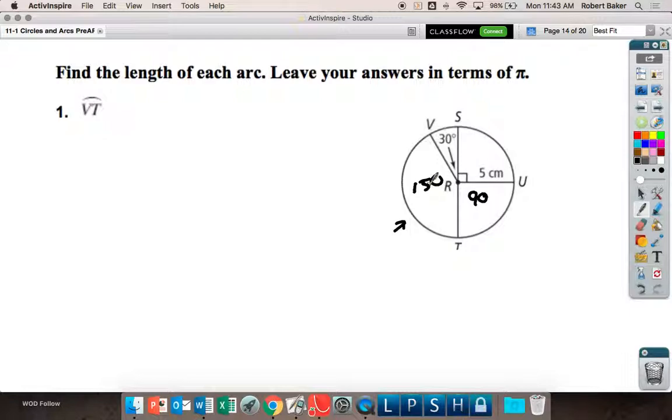What is the length of arc VT? What is the length all the way around the circle? 2 pi 5, or 2 pi r, that is the circumference. It goes part of the circumference over the entire circumference equals the degree of the arc we're describing over all of the degrees in the circle.